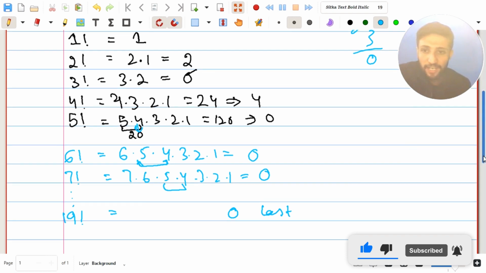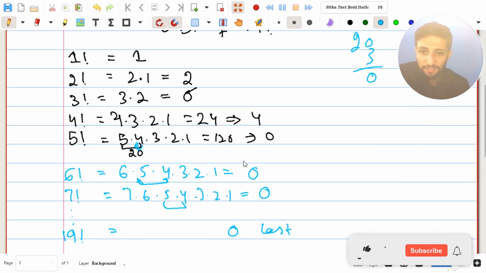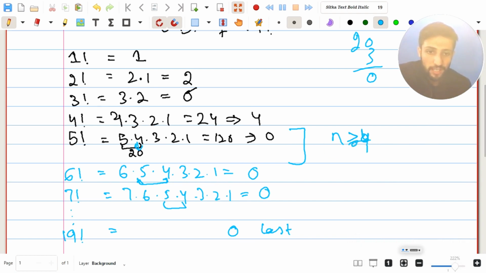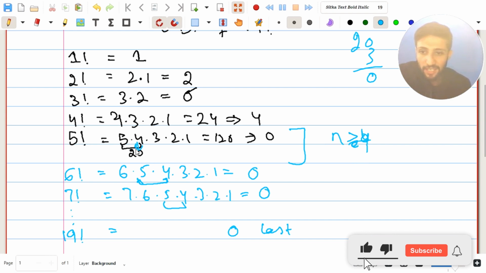So you can see that if n is greater than or equal to 5, the last digit comes out as 0. So when my n is greater than 4, my last digit is 0.